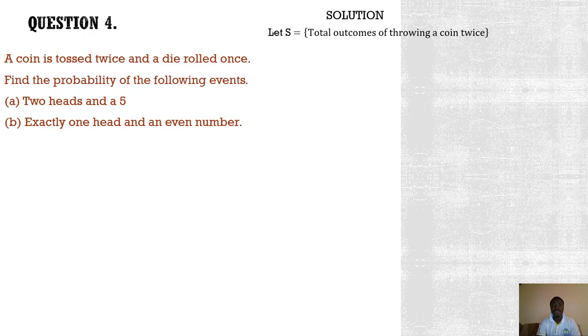Let S be equal to total outcomes of throwing a coin twice. Therefore, the sample space for throwing a coin twice is going to be head, head, head, tail, tail, head, and tail, tail. Now, when you count the number of elements in set S, you are going to get 4, as you can see on your screen.